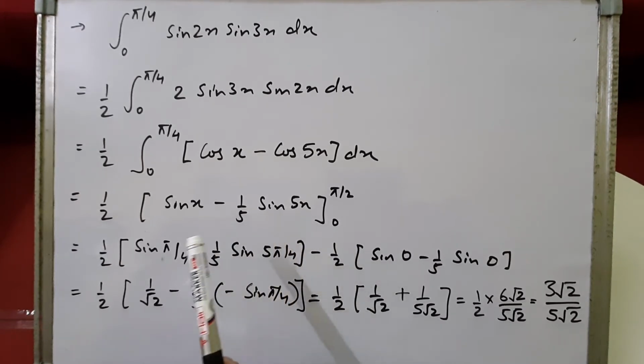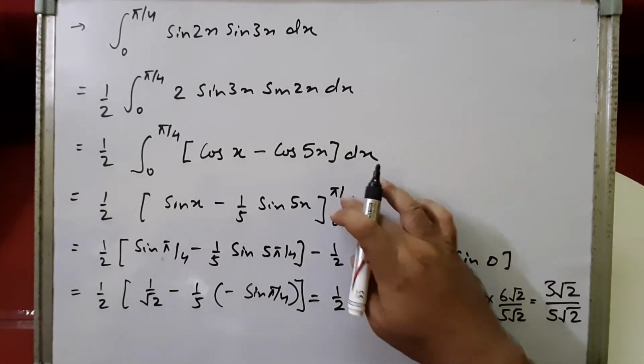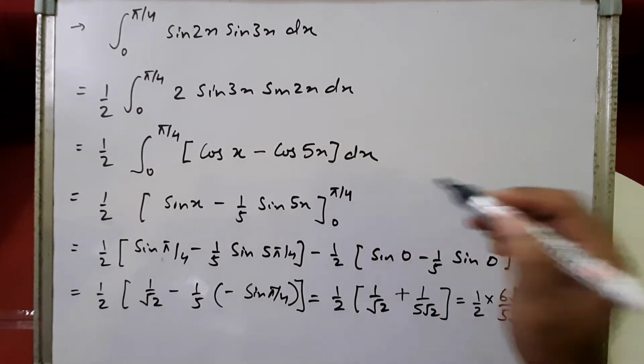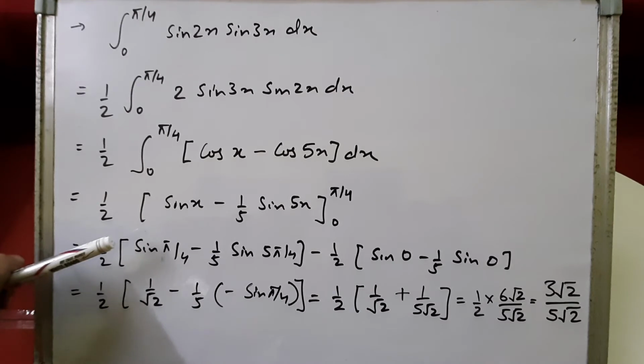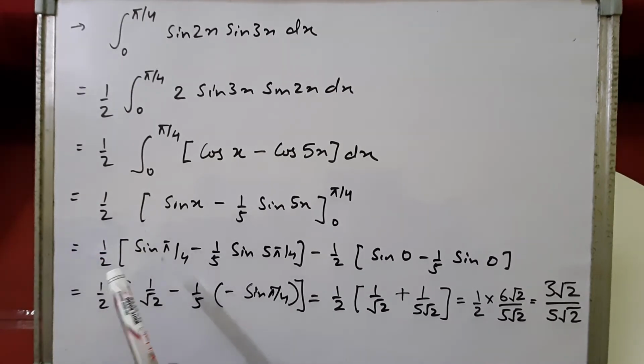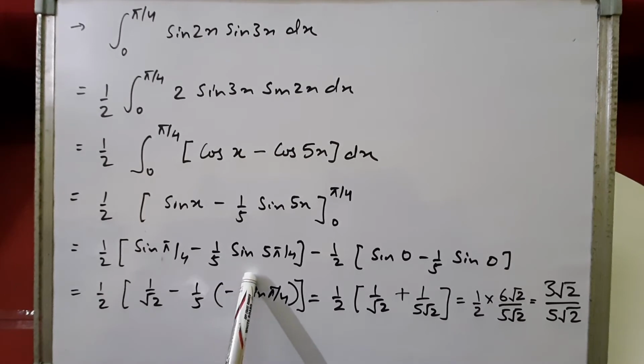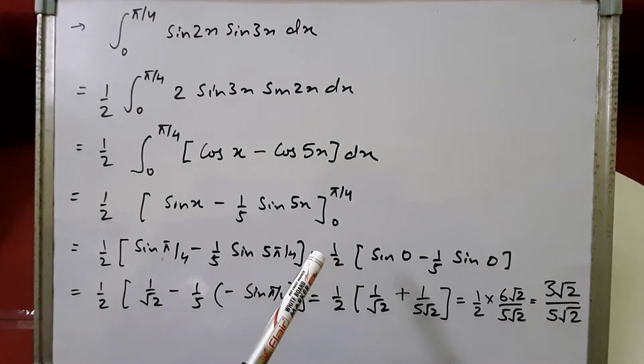When we put the limit, it is pi by 4, not pi by 2. When we put the limit 0 to pi by 4, so upper limit of antiderivative minus antiderivative of lower limit. So it will become 1 by 2 sin pi by 4 minus 1 by 5 sin 5 pi by 4, minus 1 by 2 sin 0 minus 1 by 5 sin 0. So this whole term will become 0 because sin 0 is 0, right?